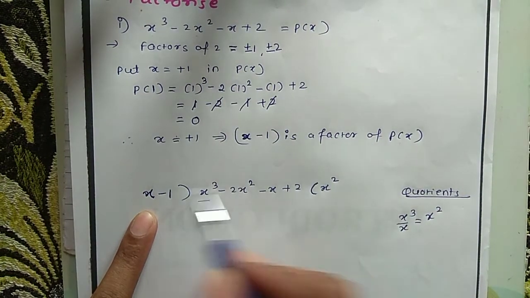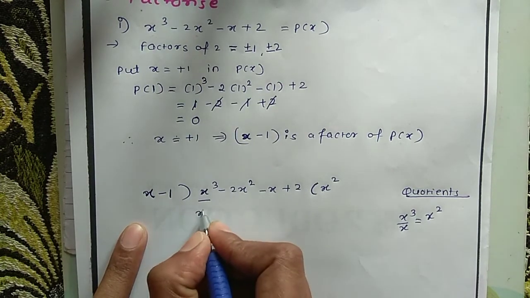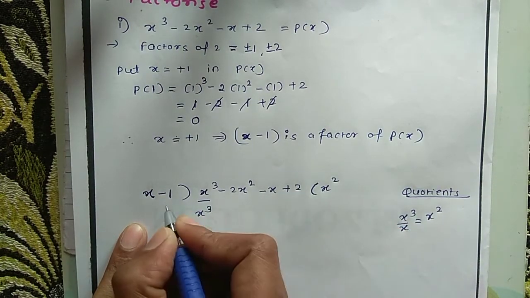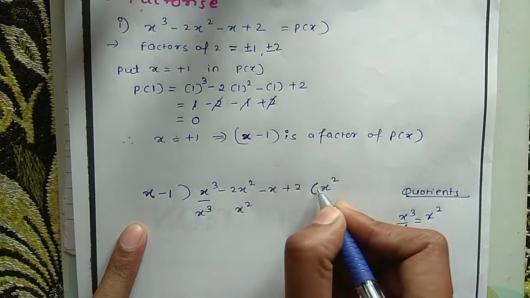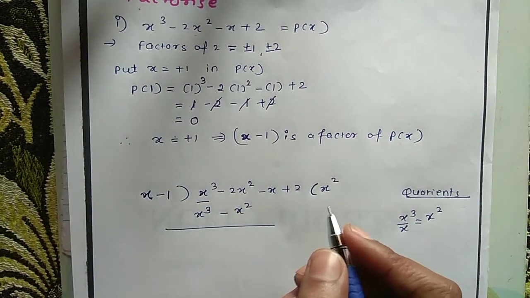So x square is multiplied with these two terms. x square into x is x cube, then x square into 1 is x square. Plus minus is minus. Then, as usual, we will subtract this.